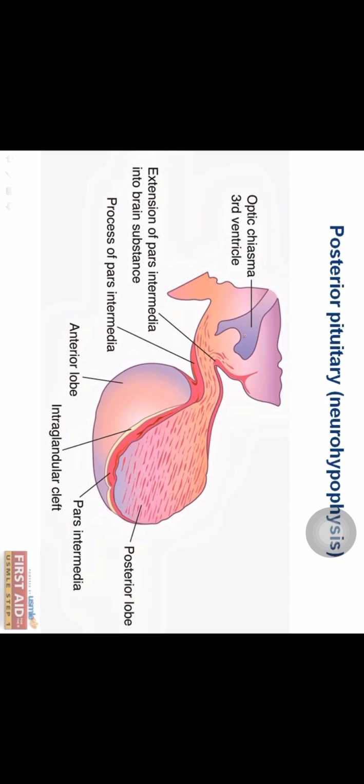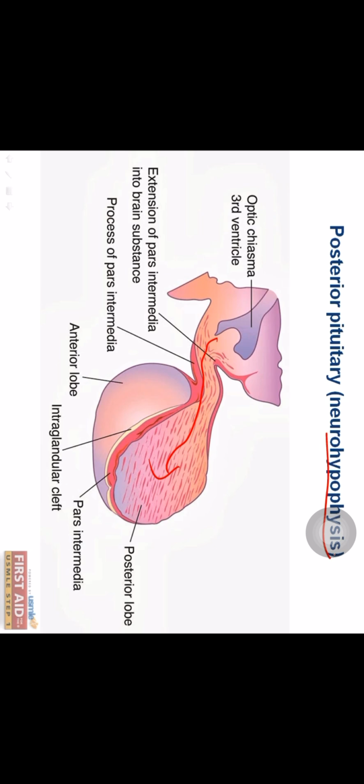Now although the posterior pituitary is part of the endocrine system and was discussed in some detail in the endocrinology lectures, I mention it here because it basically consists of axons from the hypothalamus. It is derived from neuroectoderm, hence its other name, the neurohypophysis. ADH and oxytocin made in the hypothalamus are stored in axon terminals in the posterior pituitary that releases them in response to various stimuli.